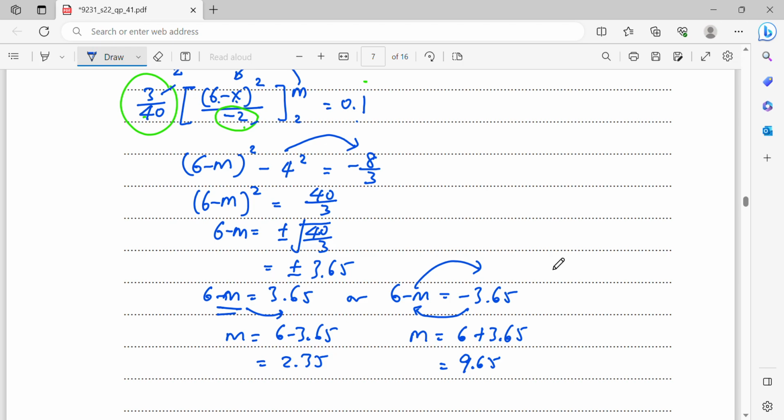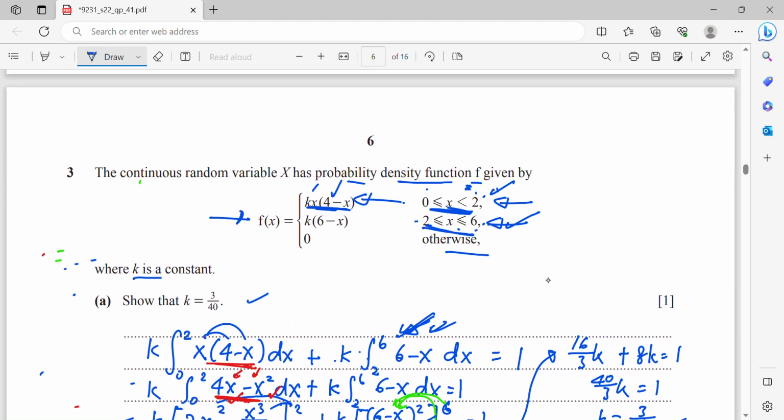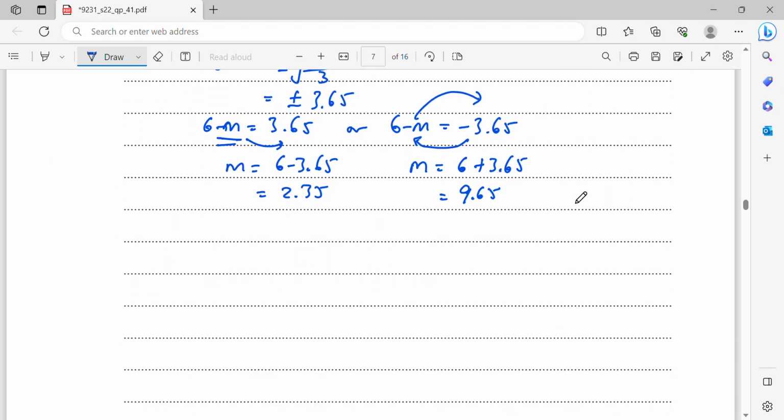But then we cannot accept both values, because when you refer to the question here, this function k times 6 minus x is only defined from 2 to 6. This means your x cannot exceed 6. Therefore this m must be ignored, or you just write not possible. So your final answer, the median, is going to be 2.35.